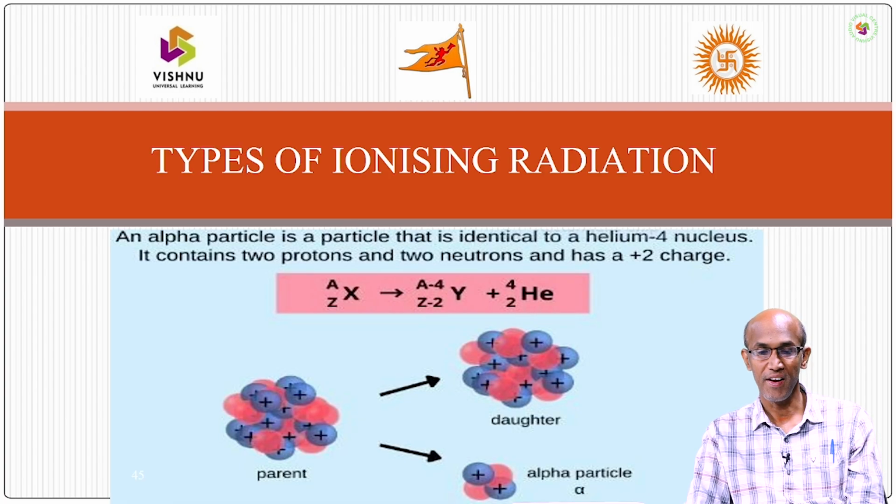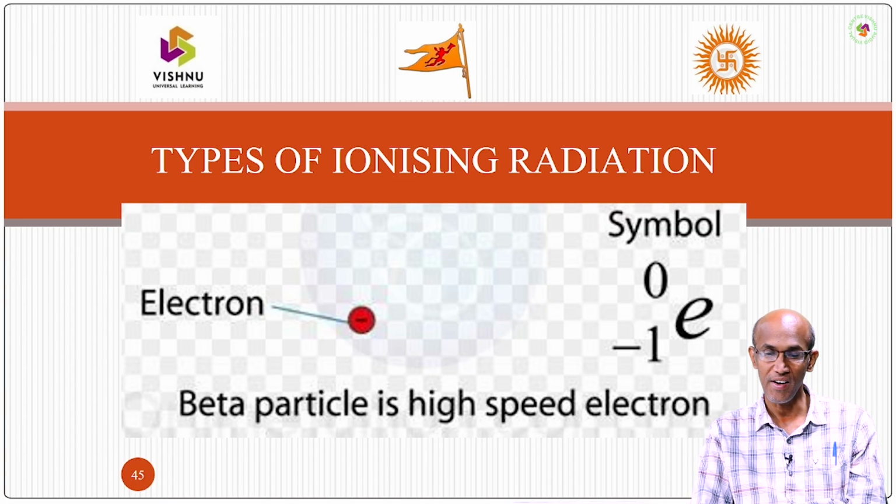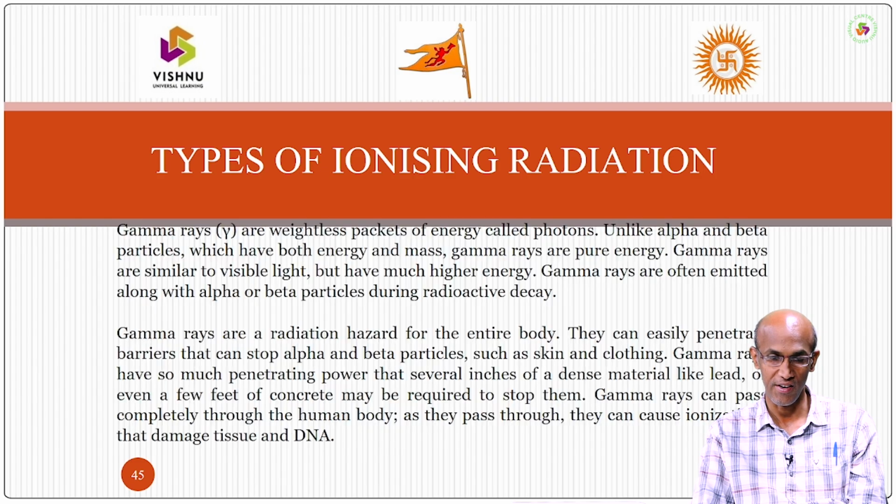An alpha particle is a particle that is identical to a helium-4 nucleus. It consists of 2 protons and 2 neutrons and has a positive +2 charge. And a beta particle is a high-speed electron.